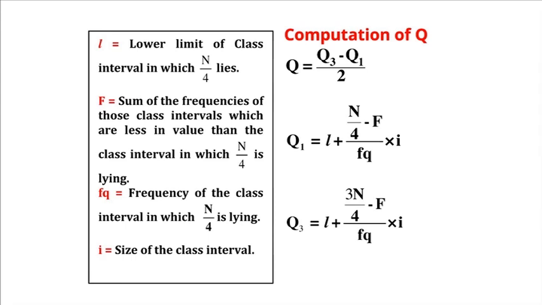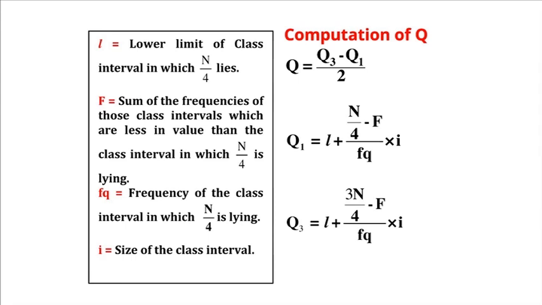What is L? L is the lower limit of the class interval in which n by 4 lies. Where n by 4 will come, we will take the lower limit of that class interval. Where it lies, we will just see. Capital F is the sum of the frequencies of those class intervals which are less in value than the class interval in which n by 4 is coming. Add the values of those class intervals which are less in value. fq is the frequency of the class interval in which n by 4 is lying, its actual frequency, and i is the size of the class interval.